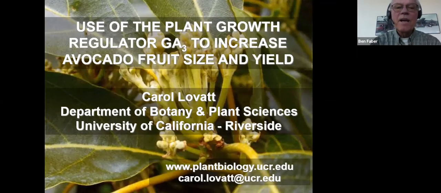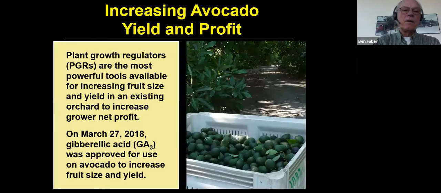So here we go. Carol Levitt put this talk together, and it's how to use GA3 in order to increase fruit set and yield. So, increasing avocado yield and profit. This is all part of making money. Plant growth regulators are the most powerful tools we have for increasing fruit size and yield in existing orchards to increase grower profit. And it was only last year, on March 27th, 2018, that GA3 was approved for use on avocados to increase fruit size and yield.